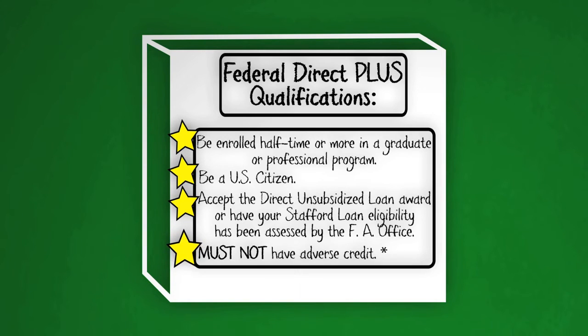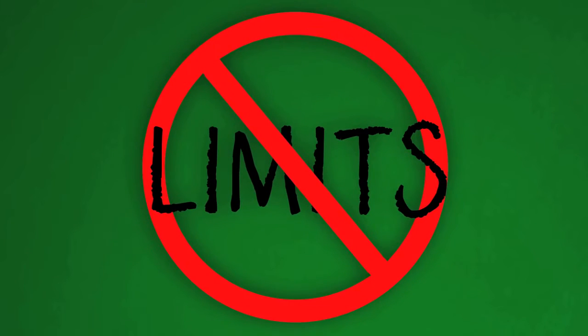You must not have an adverse credit history. Yes, that's right. There will be a credit check in order to receive this type of loan. Please keep in mind, though, that if you do not qualify for this loan with your own credit, there is still the opportunity of obtaining the loan through an endorser or cosigner that does meet the federal requirements. There is no aggregate limit or amount with a Federal Direct PLUS loan. You'll be eligible to borrow up to your full cost of attendance, minus any other financial aid you receive for that school year.